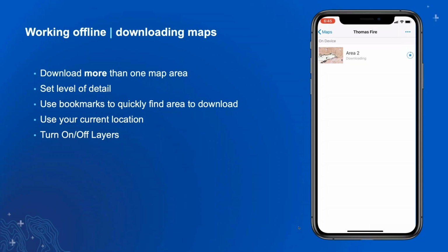You can download more than one map area. So if you may be deployed in a few different areas, you may download 3 or 4 different predefined areas. You may also download an on-demand area. You can certainly mix and match those as well, but you're certainly not limited to one.